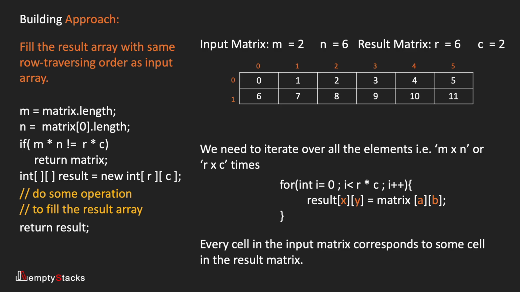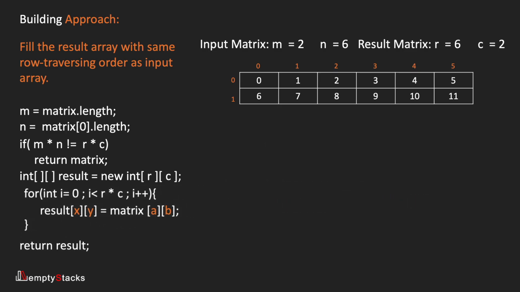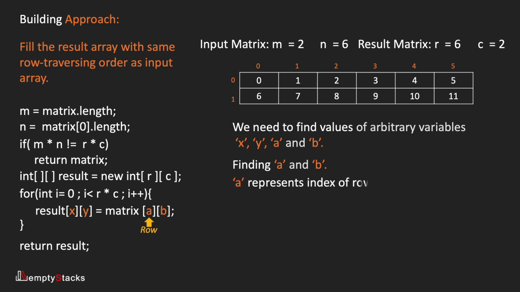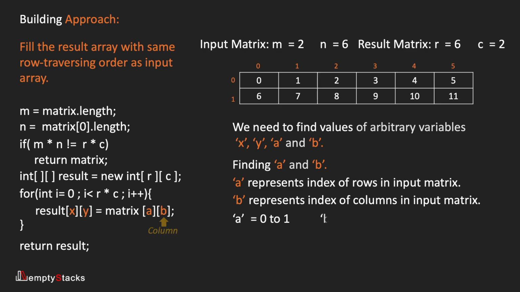Now we can put this loop into our main logic and we can focus on finding values of these arbitrary variables. Let's start with a and b. Here we can see a represents the row of the input matrix, so in our example its value can only be 0 or 1. Same way b represents the column of the input matrix, so its value can vary from 0 to 5. Now let's see on what all things the value of a and b can depend on.